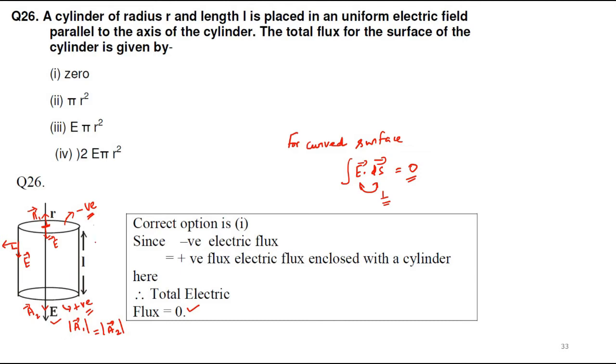Or you can say, according to Gauss's theorem, the net flux is equal to Q enclosed by epsilon naught. There is no charge enclosed by the cylinder, so straight away you can say that this is 0. Anyhow, the correct option is option 1.